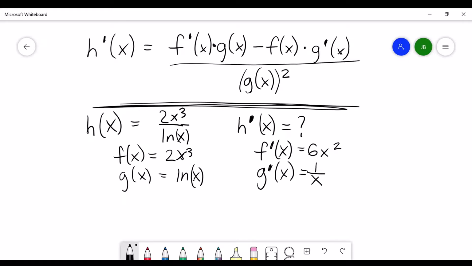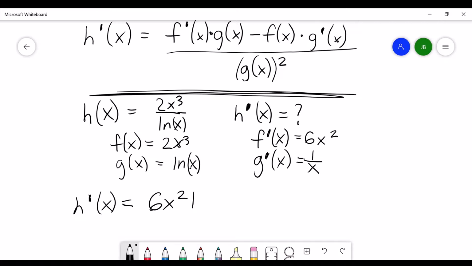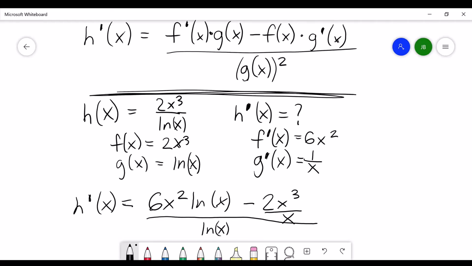Now let's plug all those into the equation. So h prime of x equals f prime of x, 6x squared, times g of x, natural log of x, minus f of x, 2x to the third power, times g prime of x, which is 1 over x. So I'm going to put this x under it. Okay, and all that is over g of x squared, which is the natural log of x squared.